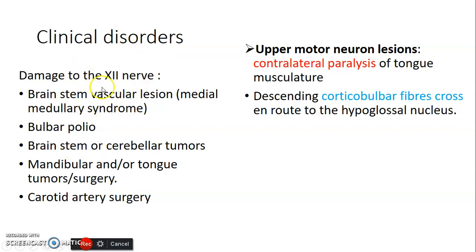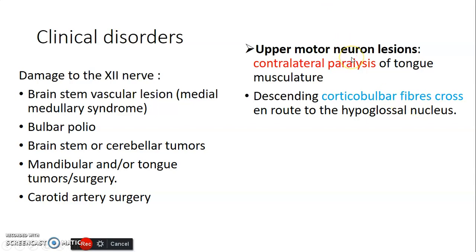So in upper motor, remember upper motor is from the cerebral cortex to the nucleus of the nerve. Upper motor lesion of the hypoglossal will cause contralateral paralysis, okay? Because descending corticobulbar fibers cross. So unlike facial, the hypoglossal nucleus gets upper motor control from the contralateral cortex. Facial was getting upper motor control from both cortices on the upper part of the face and the contralateral cortex on the lower part of the face.